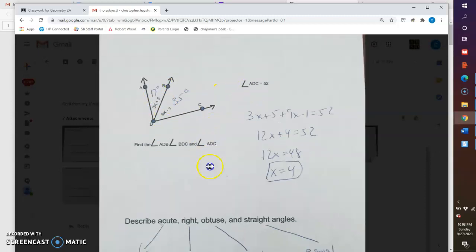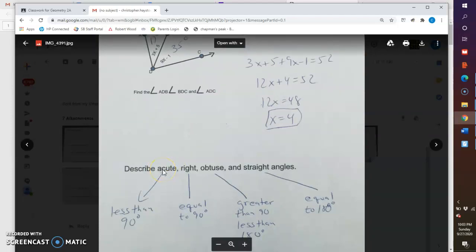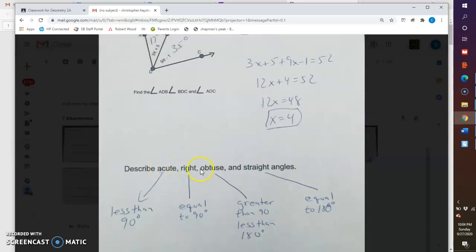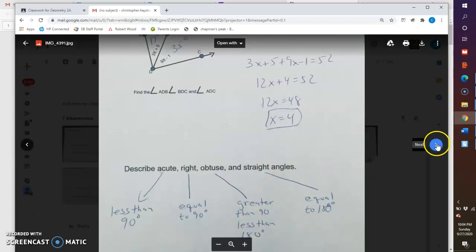if you add 17 and 35, you get 52. Acute angles are less than 90, right angles equal 90, obtuse angles are greater than 90 but less than 180, and a straight angle is a straight line, which equals 180.